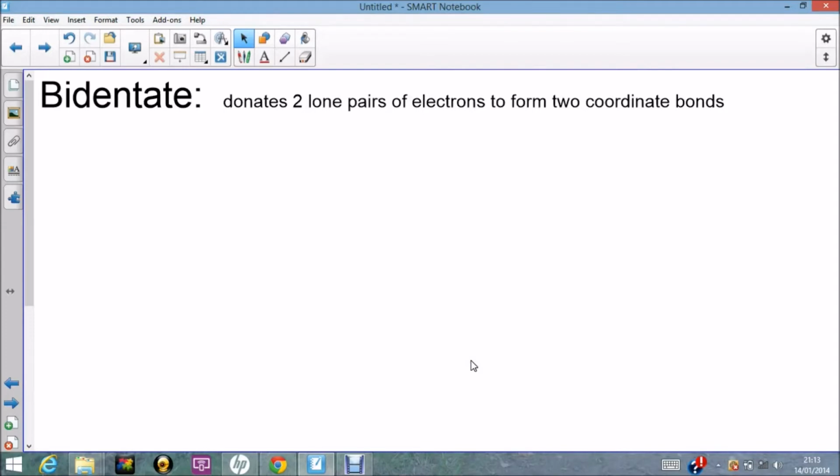In this video we're going to look at drawing complexes involving bidentate ligands. You should remember that for bidentate, you'll get 1 mark for saying that it will donate 2 lone pairs of electrons, and then forming 2 coordinate bonds will always be your 2nd mark. Remember, they could ask you about tetradentate or hexadentate. For example, tetradentate would mean donates 4 lone pairs of electrons to form 4 coordinate bonds.